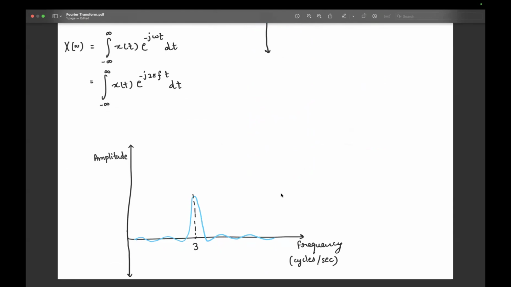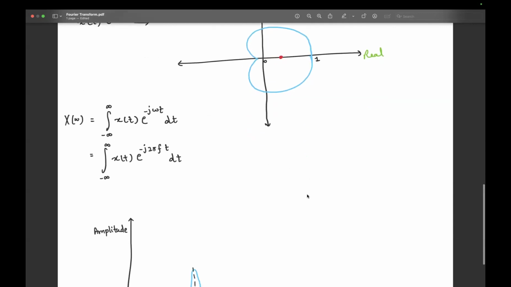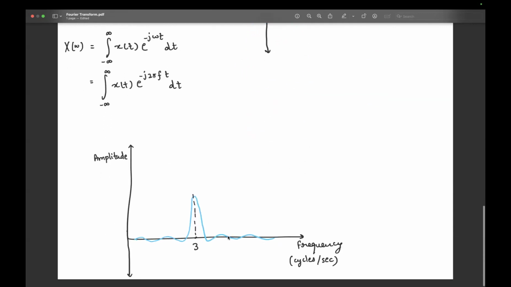I have a question. We multiplied x(t) with e to the power j omega t, but in the formula it's e to the power minus j omega t, right? So that minus basically decides the rotation. e to the power j omega t goes counterclockwise, e to the power minus j omega t goes clockwise. That's all. But it's the same.